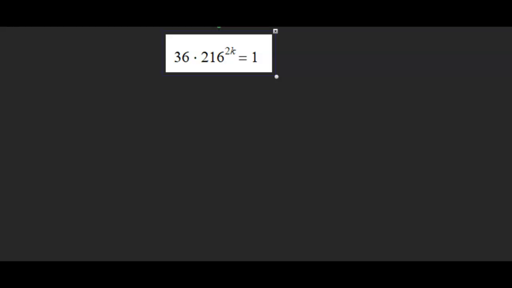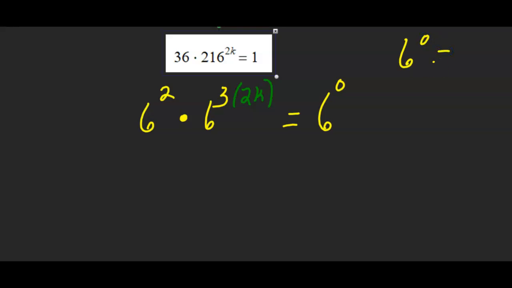Let's try another one. So I'm looking at this one, a 36 and a 216, so I'm going to use base 6. So 36 is 6 to the 2nd power times 216 is 6 to the 3rd power, but we had an exponent already in the problem, so you want to multiply, equals, okay, so here's a 1. We just talked about this a couple minutes ago. Anything to the 0 power is 1. So since my bases here are 6, I'm going to go 6 to the 0, because 6 to the 0 equals 1.